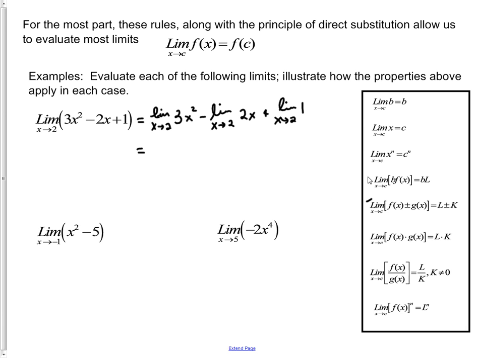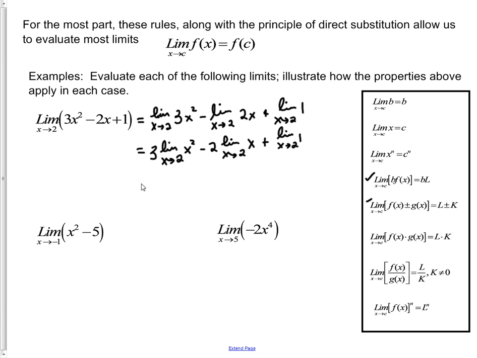And then employing this constant multiple rule right here, we can take these constants away from our first two terms and take 3 times the limit as x approaches 2 of x squared minus 2 times the limit as x approaches 2 of x plus the limit as x approaches 2 of the constant 1. And now we can go up to our basic rules right here.